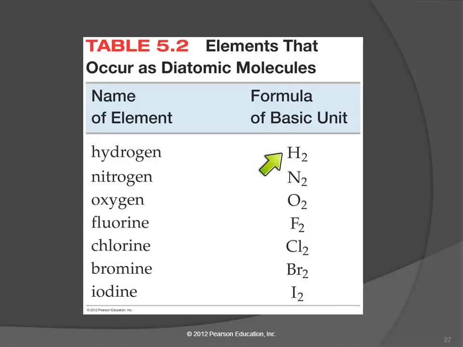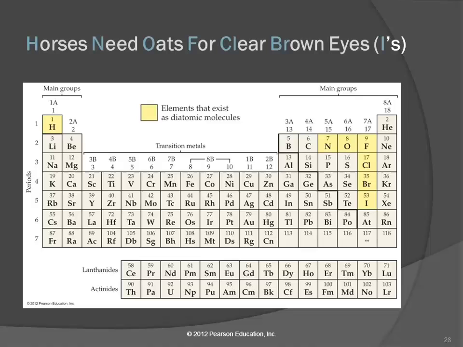And we look at their symbols here. Their formula is H2, N2, O2, F2, Cl2, Br2, I2. Okay, so element symbol with the subscript 2. And here's a way to remember those guys. So there's a silly sentence up there. Horses need oats for clear brown eyes.